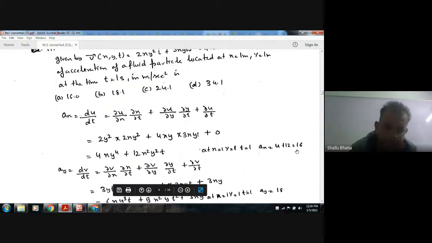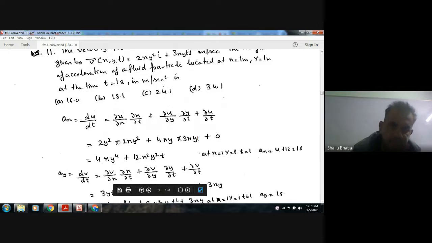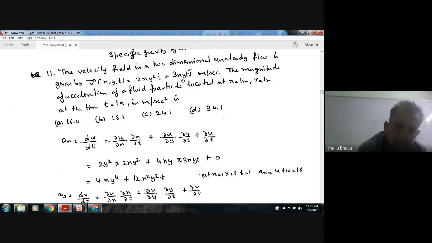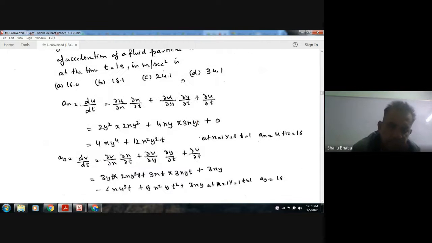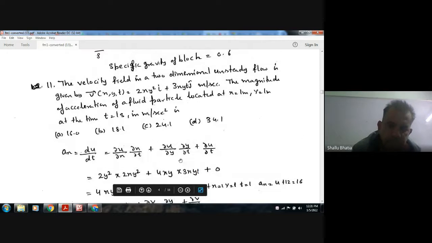Now ay is dv by dt, that is ∂v/∂x, ∂x/∂t, plus ∂v/∂t. And ∂v/∂x is your 3xyt or t by t. And ∂x/∂t is your u, which is 2xy square, and ∂v/∂y is your 3xt, and 3 by t is your 3x by t.